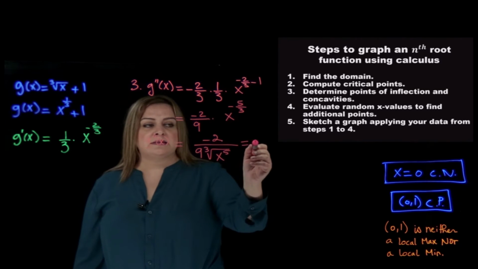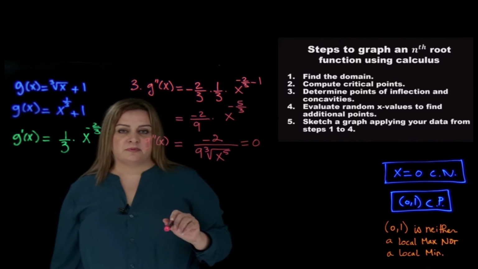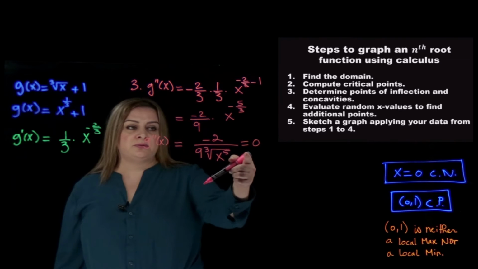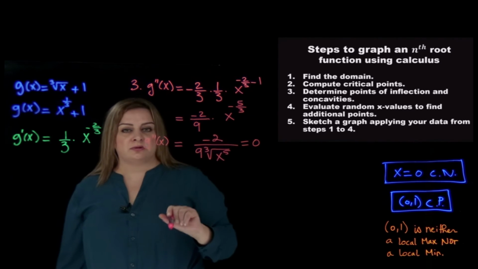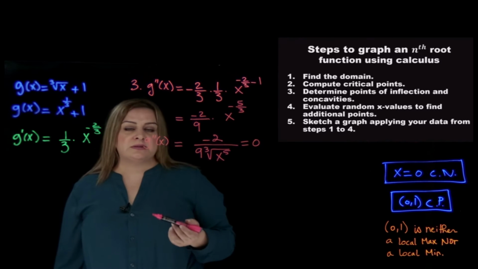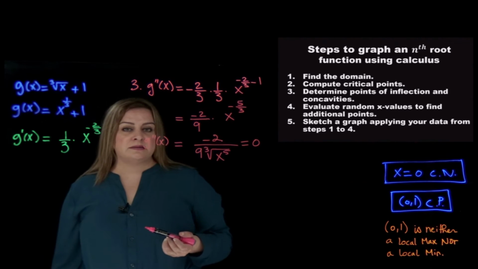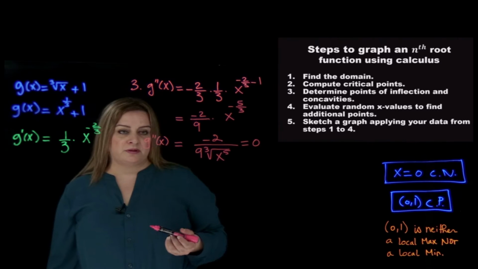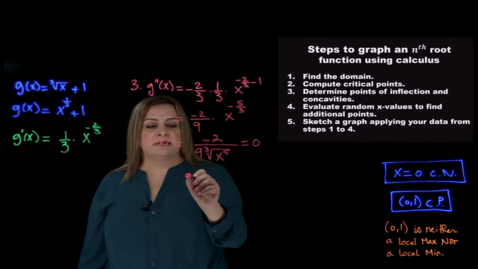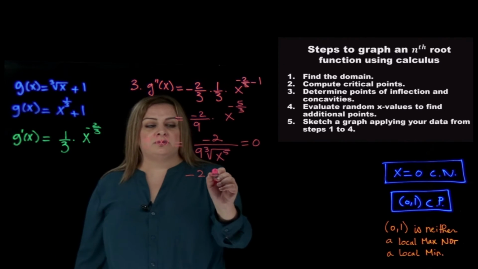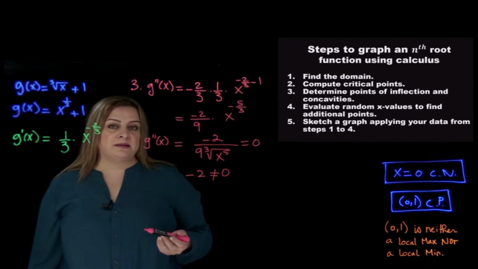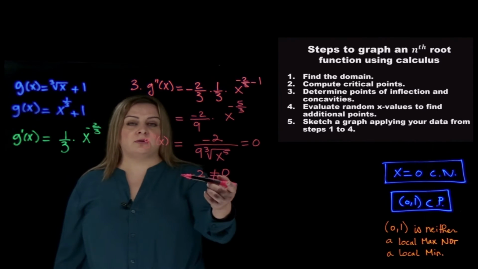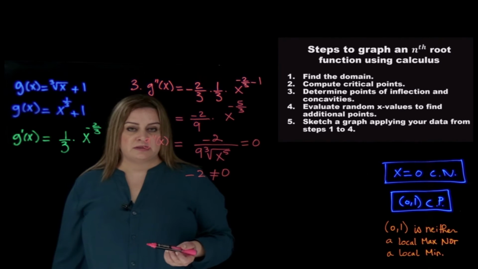Now we have to set this equal to 0. When is this true? This is true when the numerator is equal to 0, because 0 divided by any non-zero number is 0. In this case, our numerator is negative 2, but negative 2 is never 0. We still may evaluate values around 0 to find the concavities.